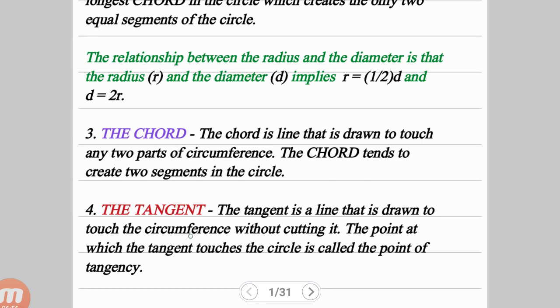So next line here is the tangent, and the tangent is the line that is drawn to touch the circumference without cutting it. All right, the point at which the tangent touches the circle is known as the point of tangency, or you're going to find in most formula books that the point of tangency is also called the point of contact. All right, so this particular line brushes the circumference, doesn't create any parts or doesn't cut it, it just slides past and it goes on its way.